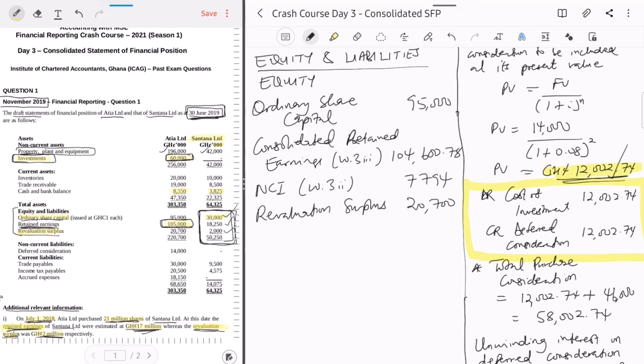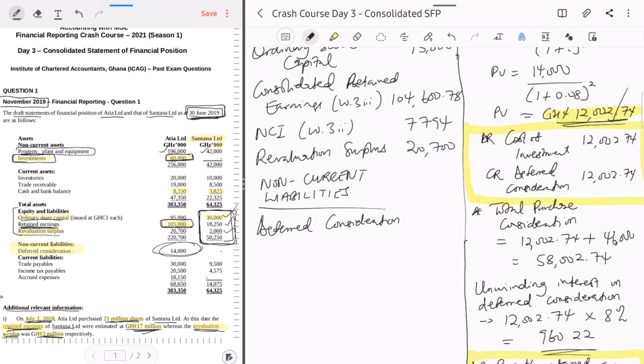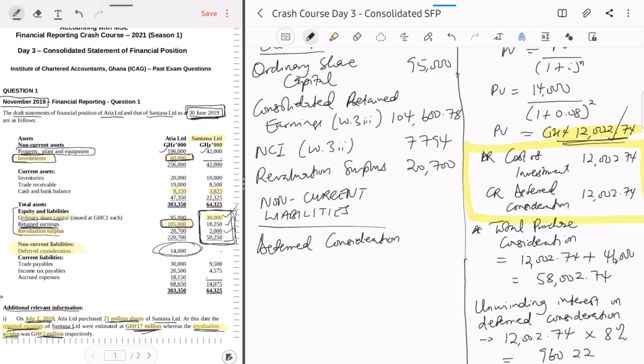Then in the natural progression of things, the next line is non-current liabilities. So this is equity, and let's create a next line for non-current liabilities. What did the question have under that? They had deferred consideration, so we write deferred consideration. We have to ignore the 14,000 they used in the question. Why? Because we have done our own discounting to find a present value. If you remember, ladies and gentlemen, right here, we got deferred consideration of 12,002.74.